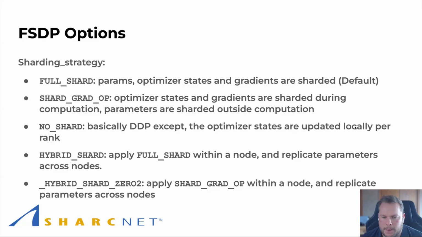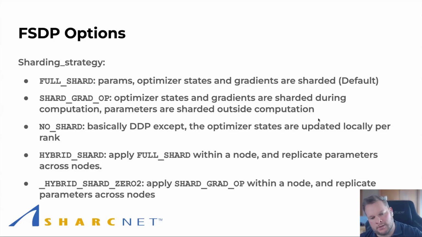And the next option, which is another interesting option, is hybrid shard, where you apply full shard within a node and then replicate the parameters across the nodes. So now we're talking about a multi-node, multi-GPU setup. We do full shard within a node, so that the major communication overhead we're paying for the smaller memory footprint all happens within a node, where the communication is faster and more efficient, and then replicate parameters across nodes. So you can think of this as FSDP within a node and DDP across nodes.